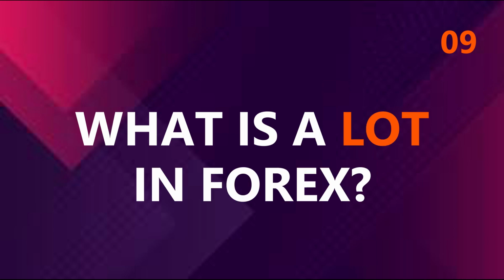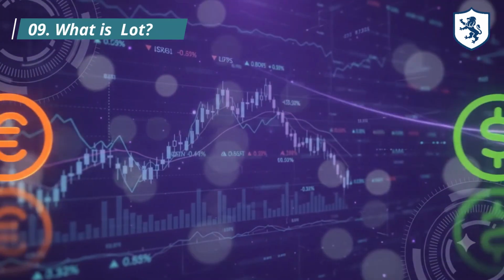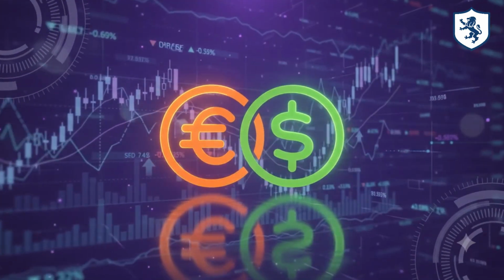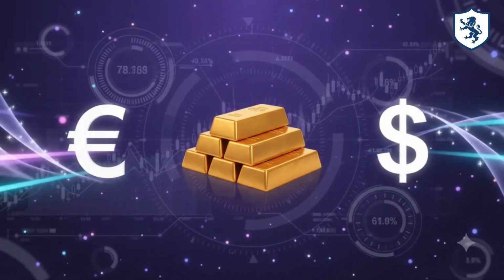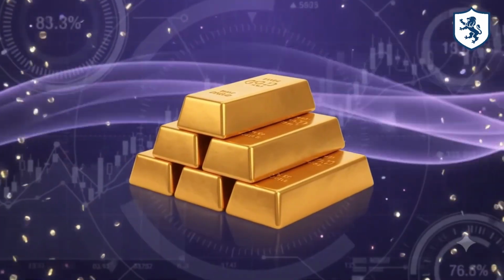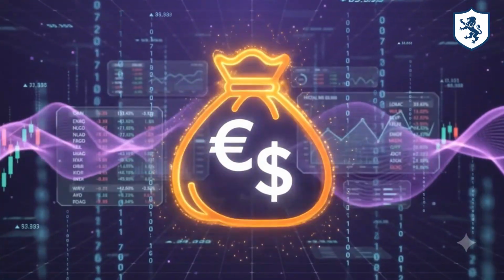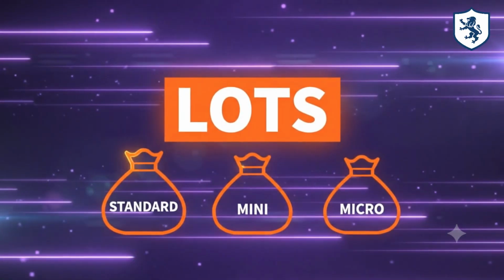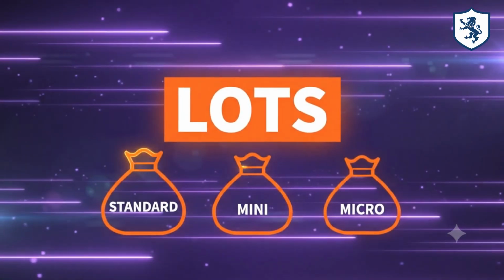Now that we understand a little more about currency pairs and how their value is derived, let's talk about how they are traded. Currency pairs are traded in what we call lots. A lot is the amount of the currency pair that you're buying or selling. The three most common types of lots are the standard, the mini, and the micro lot.